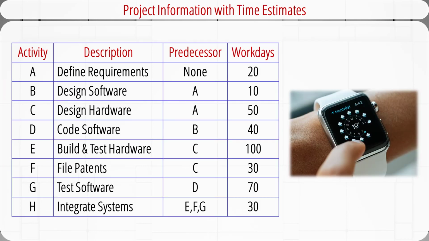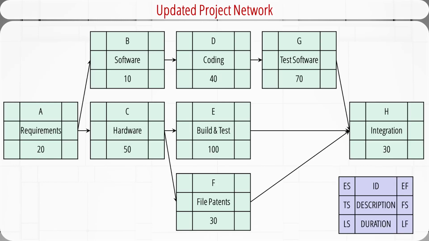Now let's assume the project manager used the bottom-up method to estimate the time for each activity. Such time estimates are extracted from the work breakdown structure, and they are listed in the last column in this table. Activity A takes 20 workdays, B 10 workdays, etc. Then we can update the project network and add the duration of each activity.